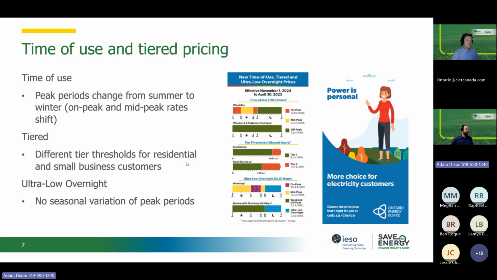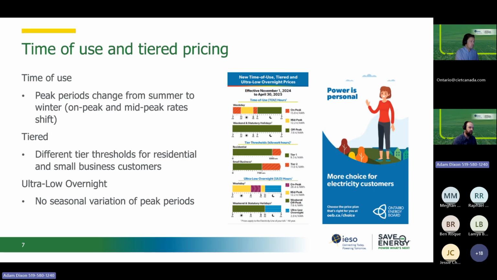So, time of use pricing and tiered pricing. With time of use pricing, peak periods change from summer to winter. So on-peaks, mid-peaks, and off-peaks. When you log on to your local LDC website, nowadays using your actual dashboard is a lot more handy than using a physical bill. Most of the information is on your bill, but you can do a lot more by logging in and getting the digital information.